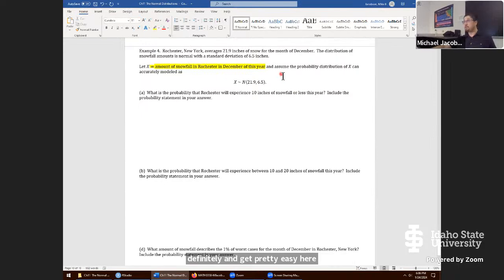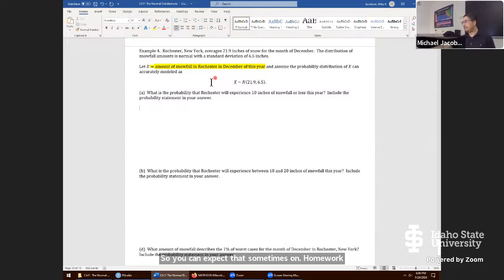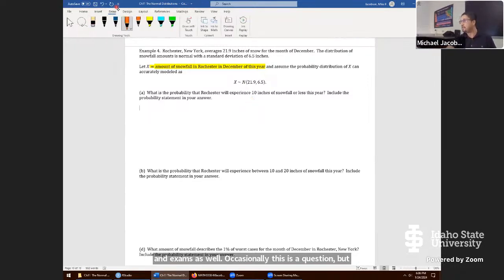They say next, after the random variable is defined, assume the probability distribution of x can be accurately modeled this way. So this time there's not a question of what is the probability distribution of x, it's just being given to us. So you can expect that sometimes on homework problems and exams as well. Occasionally this is a question, but it doesn't have to be each and every time.